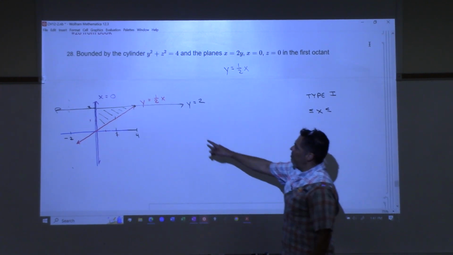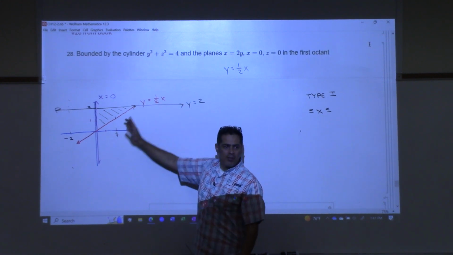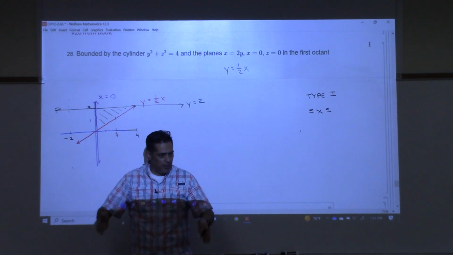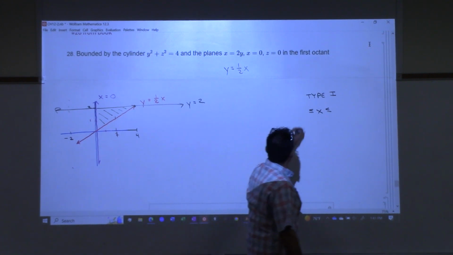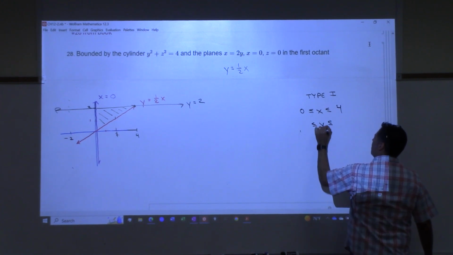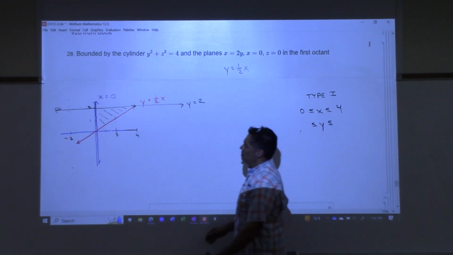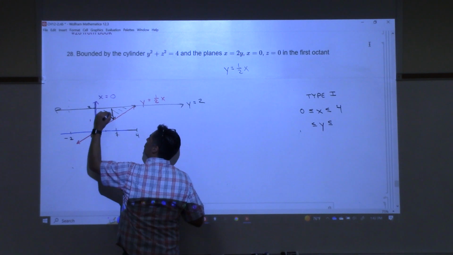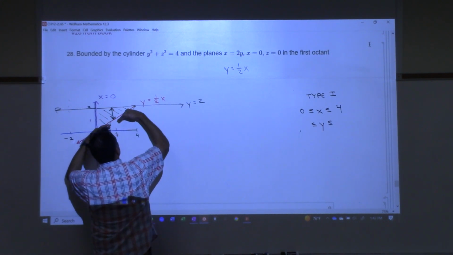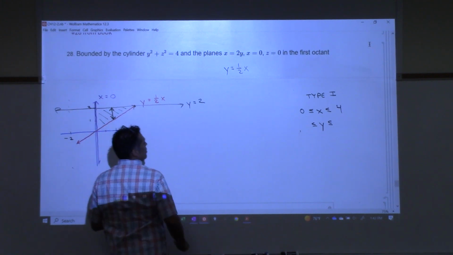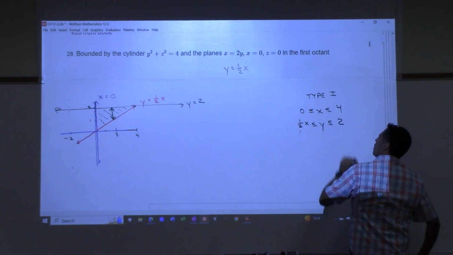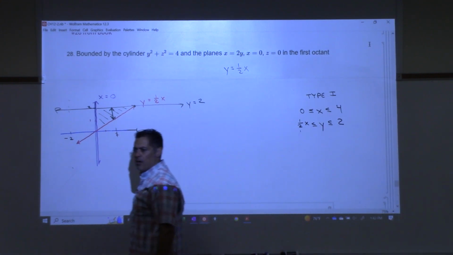How do I know that? Because this is 1/2 x, right, the red? So you have to go to 4 to go up to hit 2. Why is it 2? Because the radius of the cylinder is 2. So I go 0 to 4. The restrictions on y are between these two, right? We're stuck between these two, which is 1/2 x up to y equals 2. Any questions there?